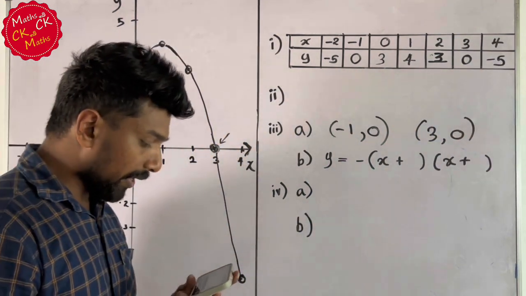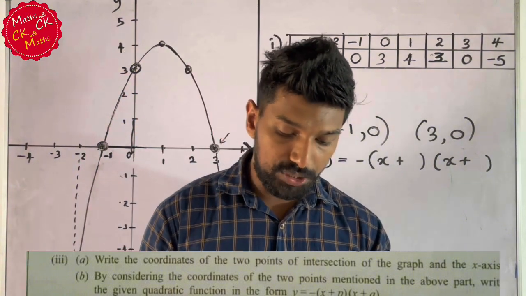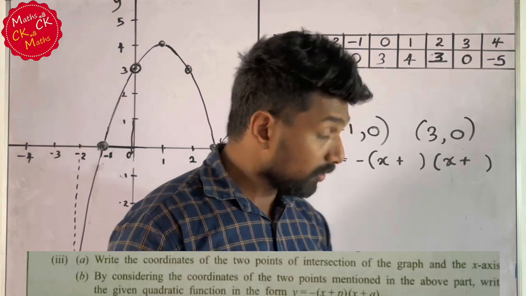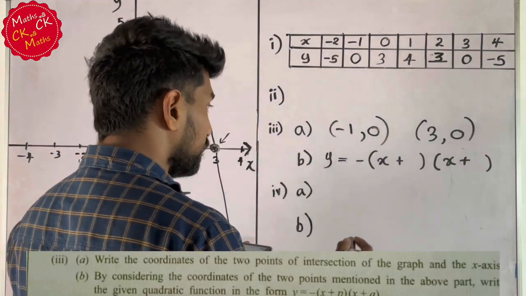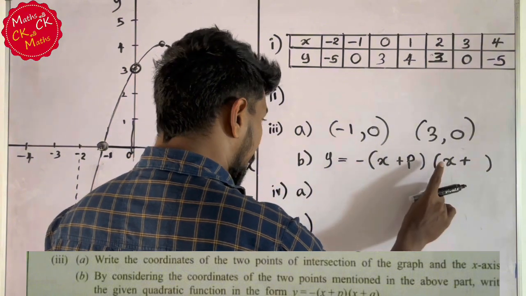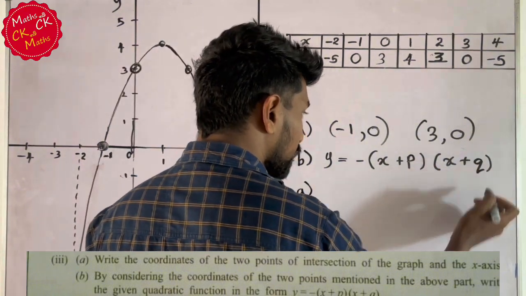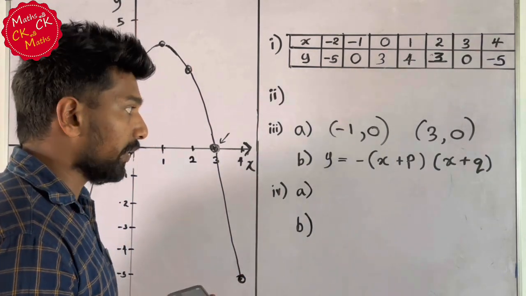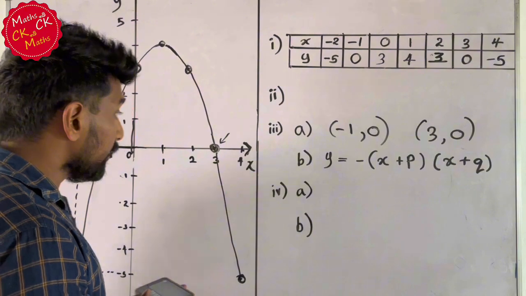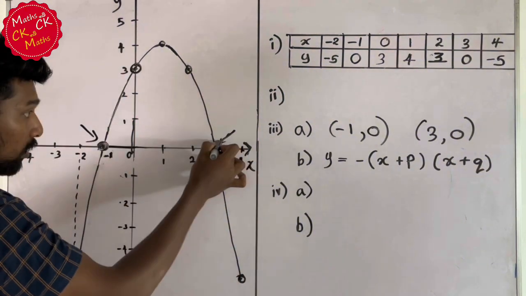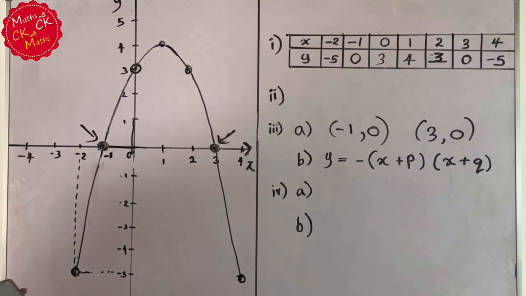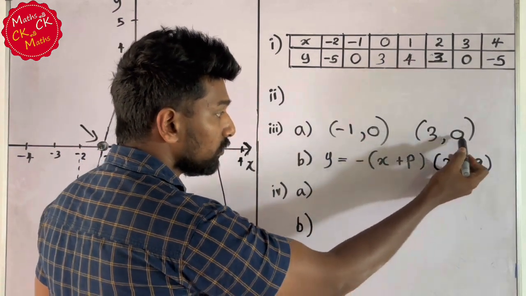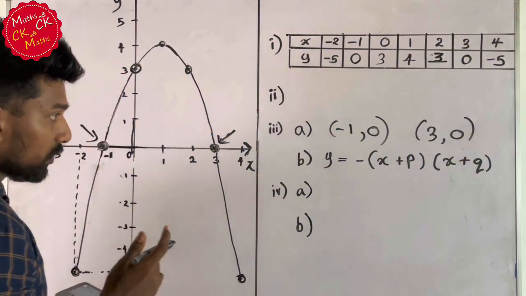And part B: by considering the coordinates of the 2 points mentioned in the above part, write the given quadratic function in the form y equals -(x + p)(x + q). This is the question, which is different from previous years as well. We consider the 2 points we found, the intersections of the graph with the x-axis. What are the coordinates? -1, 0 and 3, 0. So we can discuss this further.